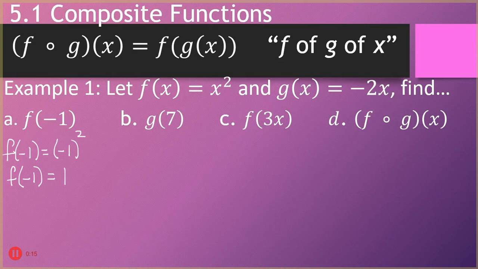For question B, I'm finding g of 7. So I'm going to use my g of x function. And when I'm finding g of 7, every place where I see an x, I'm going to substitute in a 7. So g of 7 is equal to negative 2 times 7, which is negative 14.